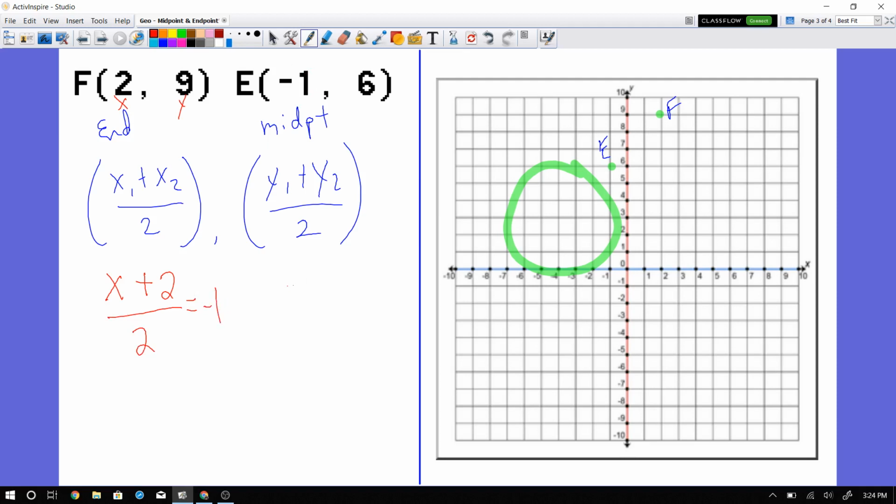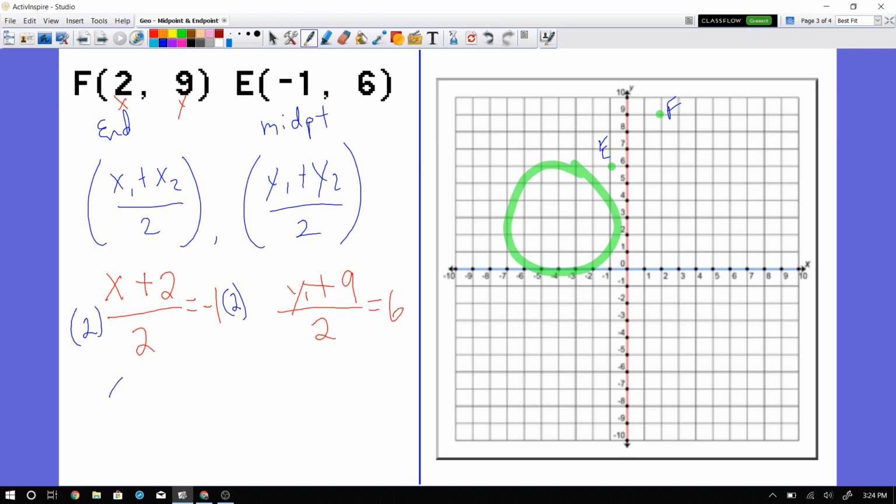Okay. Now y1 plus our y value of 9, which is y2, divided by 2 is equal to, all right, well, what did this get to get the midpoint? 6. All right. This is where we go to that default of, all right, we see something divided by 2. This is the part where you're going to multiply by 2 every single time.